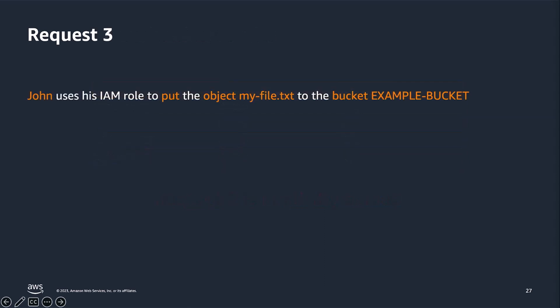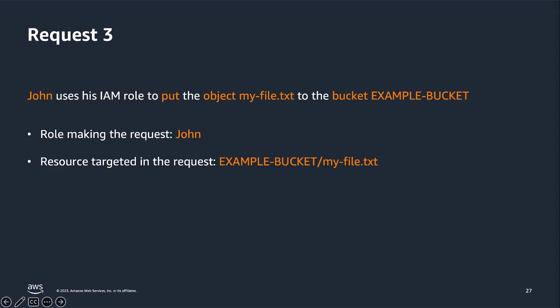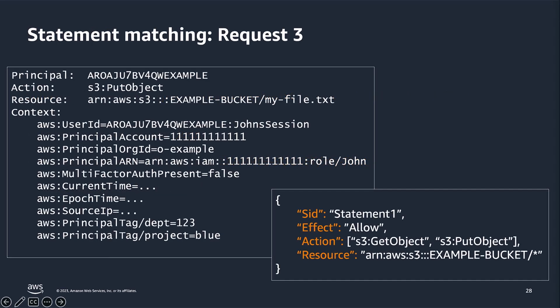Now let's take a look at one more example. In this example, John is again using his IAM role to put the object myfile.text to the bucket example bucket. The role making the request again is John. He's targeting that myfile.text object, and he's trying to perform S3 put object this time. So let's go through our statement matching exercise. The resource matches here as well. This time we have the forward slash in the authorization context since we're referencing an S3 object. The action matches. We look at the effect, it is allow. We have one matching allow statement.